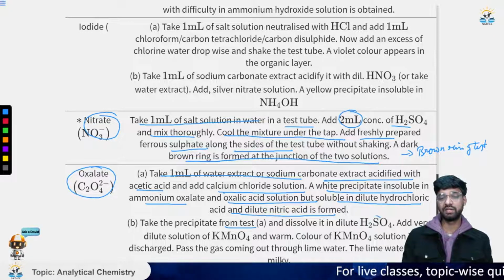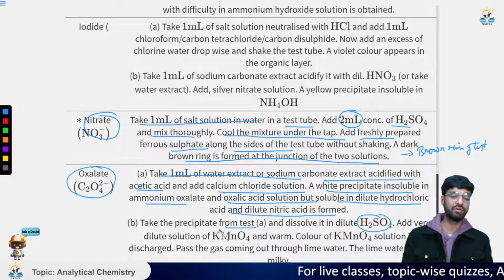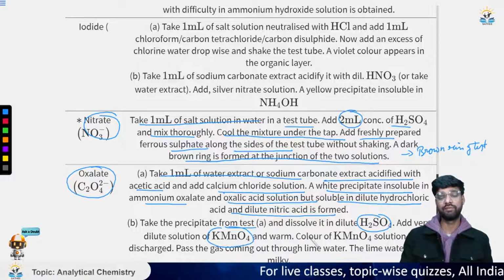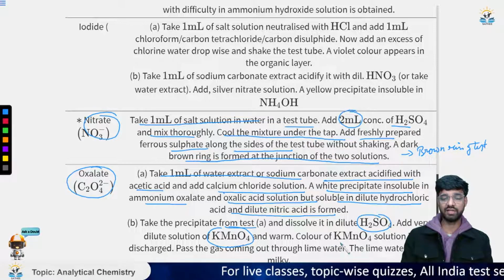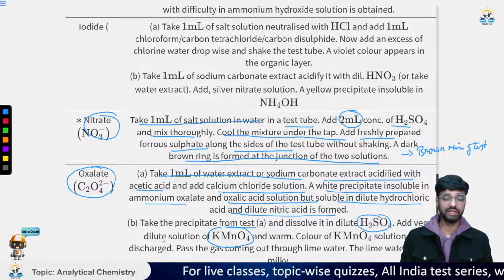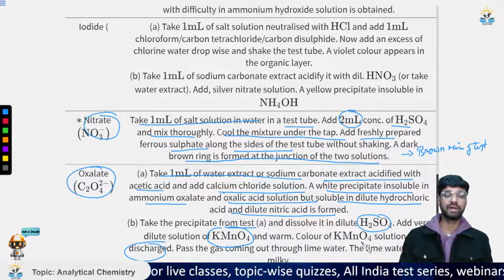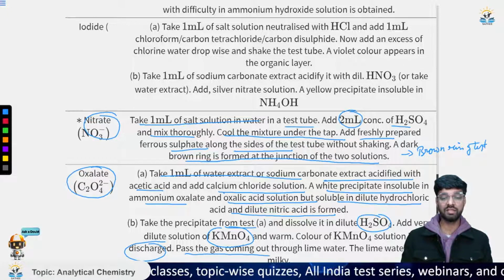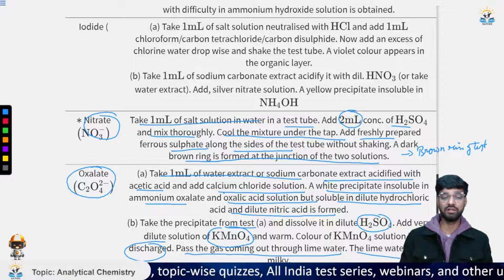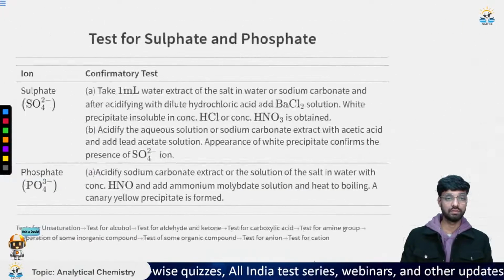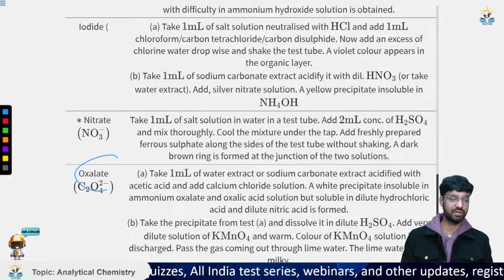we dissolve it in conc H2SO4 and add a very dilute solution of KMnO4 and warm it. Then the color of the KMnO4 solution is discharged. Pass the gas coming out through lime water. The lime water turns milky. So this confirms that we have the oxalate.